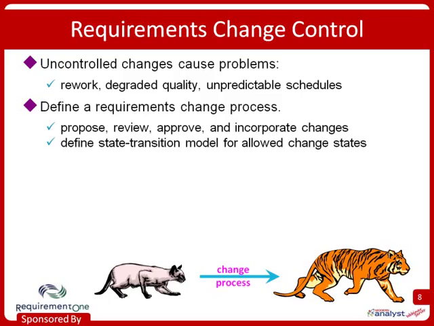One way we can kind of get a big picture of how this change process works is to define a state transition model for the allowed statuses and change states and the changes that we can go through from one state to another. And I'll show you an example of this in just a moment. Impact analysis, as I mentioned, should be a big part of this, and we'll talk about that soon.